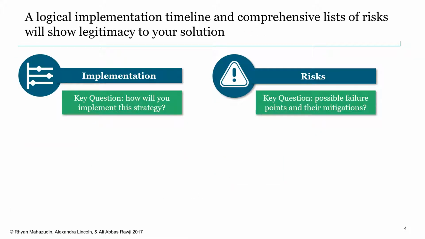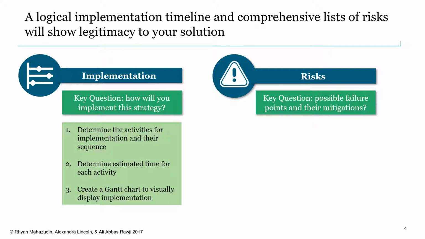Another form of analysis that you can use to show how strong your solution is is presenting an implementation strategy and a risk mitigation strategy. An implementation strategy answers one key question: how long will it take to implement the strategy or recommendation that you're proposing? You do this by determining the activities for implementation. When you buy a fan and want to assemble it, you often get a manual with the steps of what it takes to build the fan. Think about your implementation strategy like this.